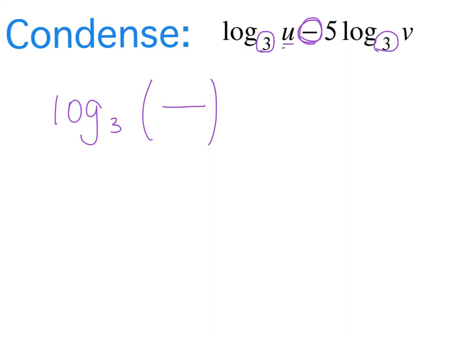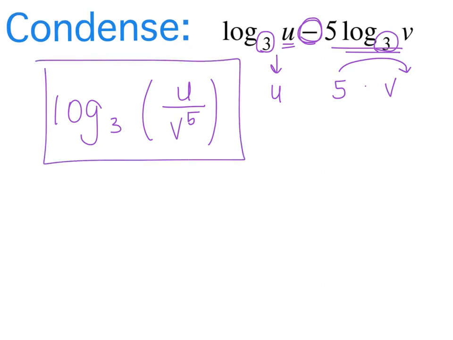So I take a look at what's on the left side and the right side. On the left side I have a u, and then over here I have 5 times the log base 3 of v. And I know that the 5 is in front because it used to live as an exponent of v. So really, this is going to be log base 3 of u over v to the 5th. And if I'm unsure, I can check that going backwards because I know division will result in subtraction, and it'll be log base 3 of u minus 5 times log base 3 of v, which is that side over there.